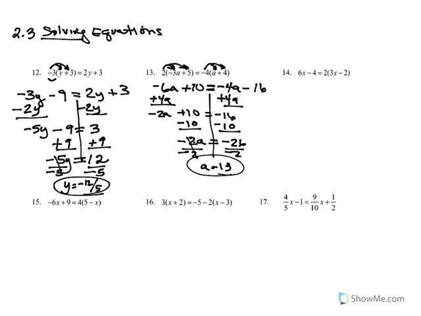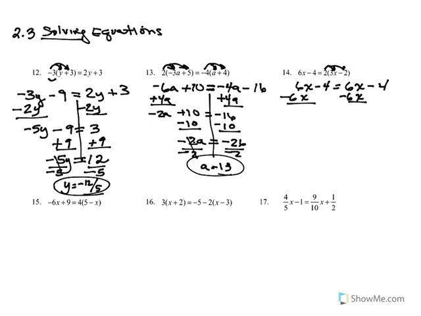All right, next. 6x minus 4 equals 2 times (3x minus 2). So we want to distribute. So we get 6x minus 4 equals 6x minus 4. All right. So what do we want to do? Well, we want to get the x's together. So I would move this 6x. So subtract. As you can see, I always like my variables on the left side.